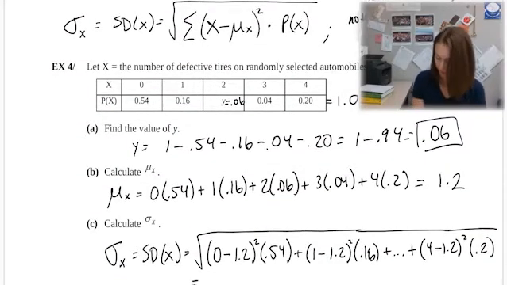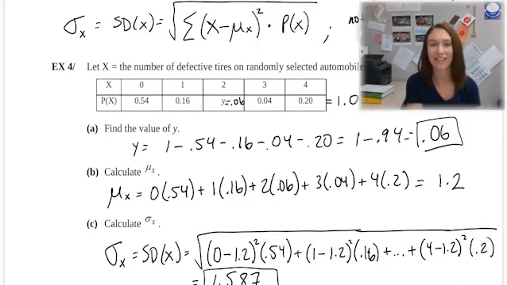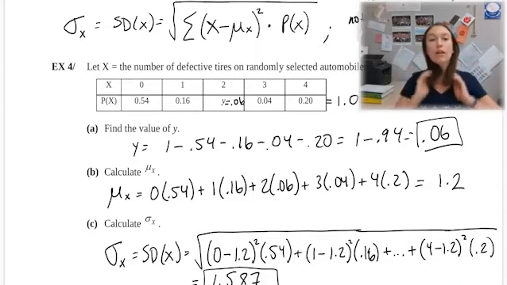All right. And then if we plug it into the calculator, and I know it takes a while, but carefully plug all those in, we get 1.587. Now, I'm going to show you a shortcut, because your calculator will actually do all this for you.